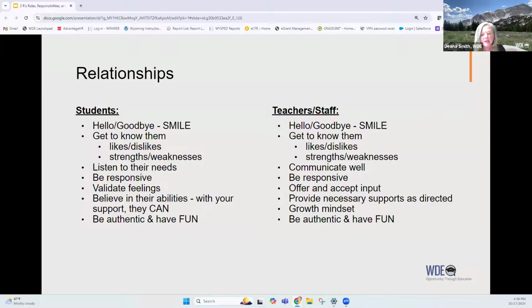Make sure that you're communicating well. That includes if there's something you have questions about, don't be afraid to ask your teacher. If there are things that you need to go over, make sure you're going over that with them so that they have an opportunity to make some changes on their end too. Be responsive. Make sure that whatever you're being asked to do, you're providing the necessary support, whether it be to the teacher or to the student.